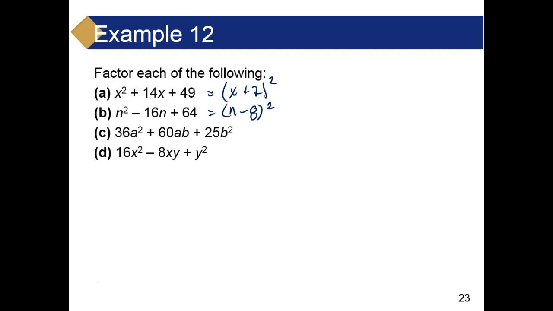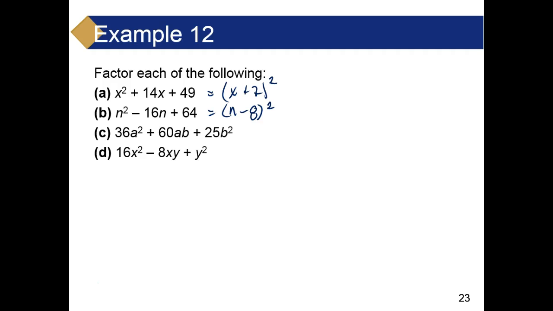Yeah, the rule is when you've got a binomial squared, square the first, twice the product of the two, square the last. Exactly. That's the easy way. If you forget that, write it out as n minus 8 times n minus 8. You'll get the same thing. Just a little more work, and Jackson's lazy. He doesn't like to do work.